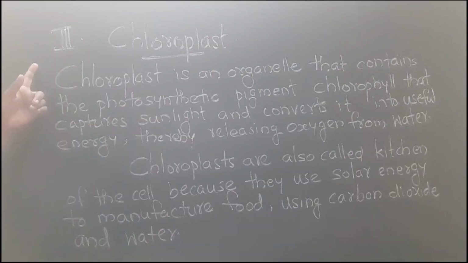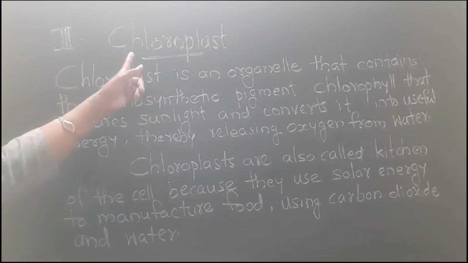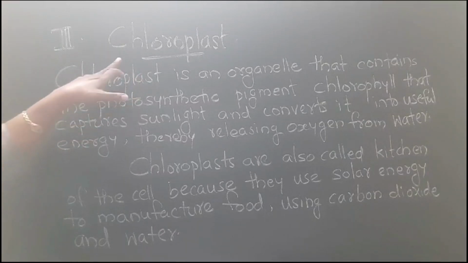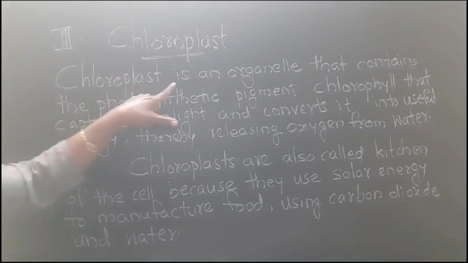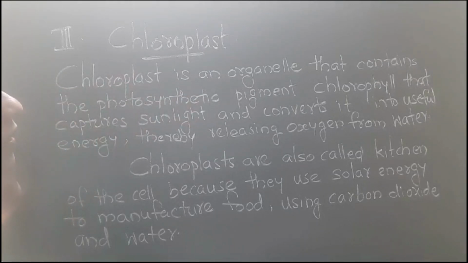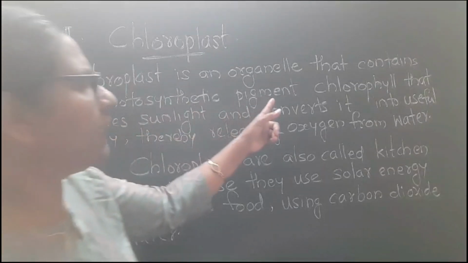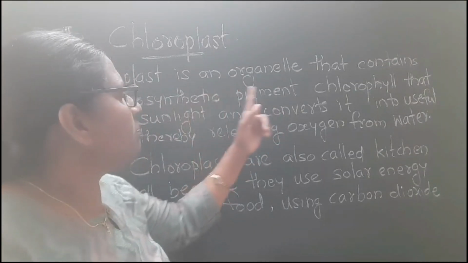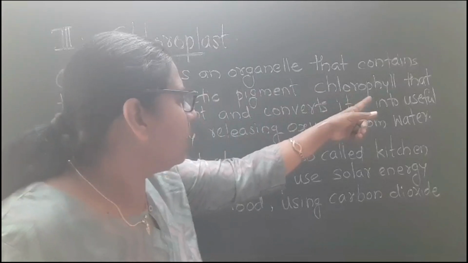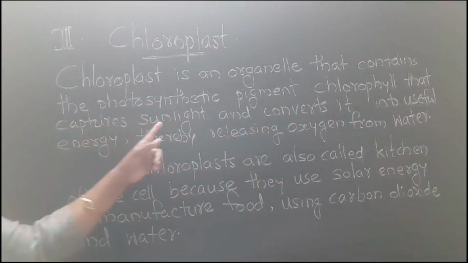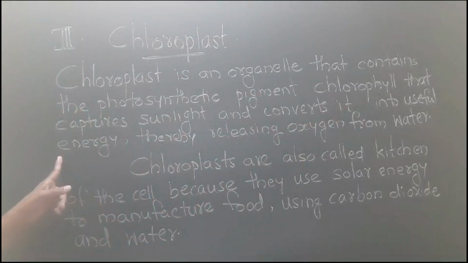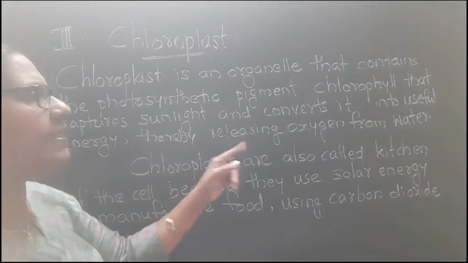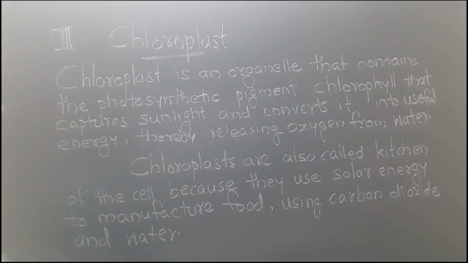Now the third point is chloroplast. What is chloroplast? Chloroplast is an organelle that contains the photosynthetic pigment. Which is the photosynthetic pigment? Chlorophyll. That captures sunlight and converts it into useful energy, thereby releasing oxygen from water.